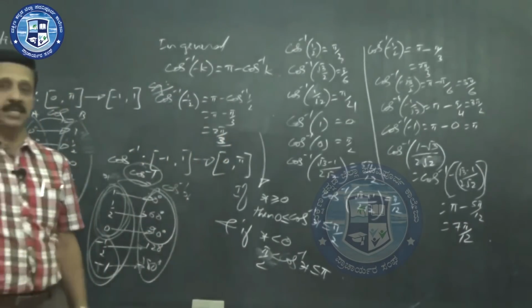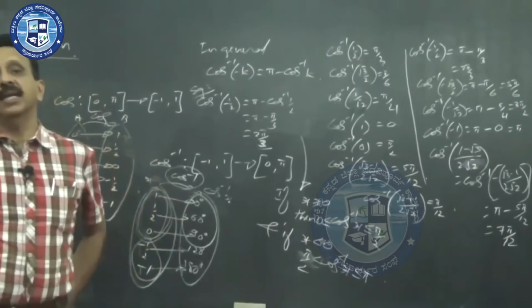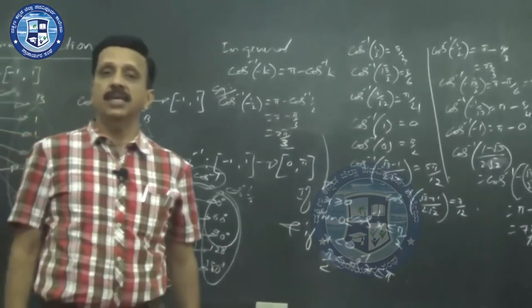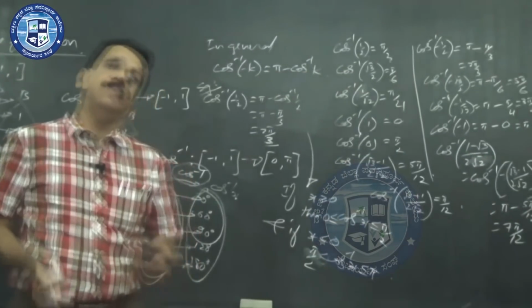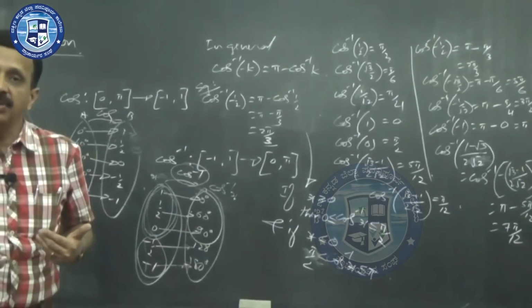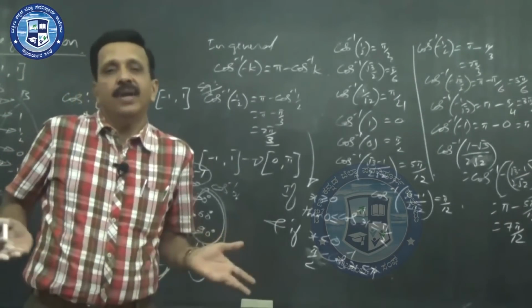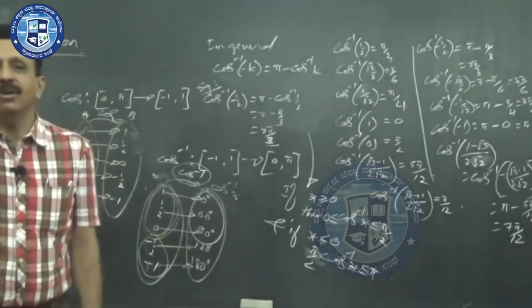You must have the fluency. Just as you are very fluent with cos 60 is half, cos 90 is 0, cos 30 is root 3 by 2, you need to be very fluent with cos inverse of half, cos inverse of minus root 3 by 2. You need to be very, very fluent. If you are not fluent, then the game will not be interesting.